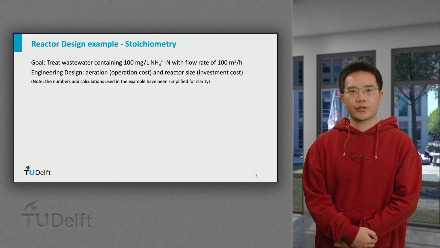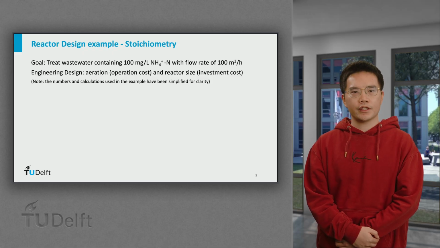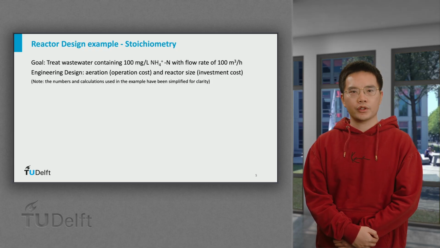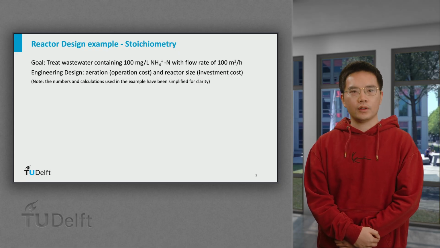Now that we have covered conceptual aspect, let's look at a reactor design example to deepen our understanding. Imagine we are now given a task with treating wastewater containing 100 mg per liter of ammonium nitrogen with a flow rate of 100 cubic meter per hour. To meet this goal, we need to design a nitrifying bioreactor capable of sufficient conversion. Our main design questions are: how much aeration do we need, and how large should the reactor be? These two parameters relate directly to operation and investment cost. Note that the numbers and calculations used in the example have been simplified for clarity.